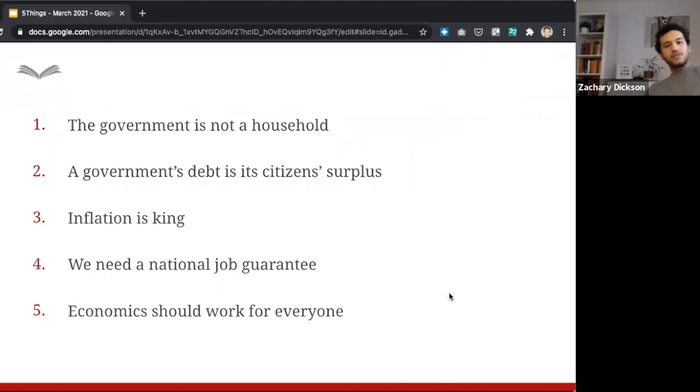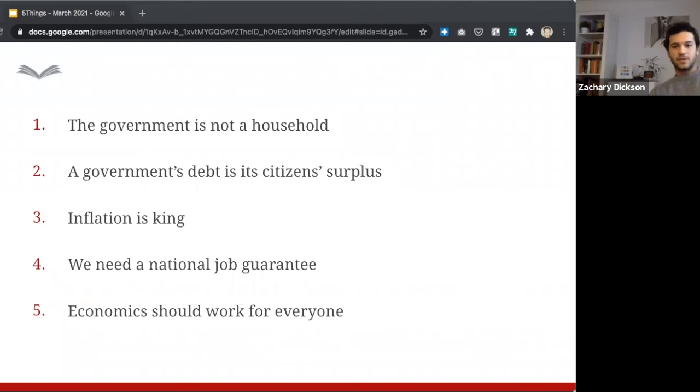All right, so just to go over the five things I mentioned. The first takeaway is that the government is not a household. We have to earn before we can spend. The opposite is true for the government. The government has to spend before its citizens can give money back, right? The government has to give out money before they can tax it back.